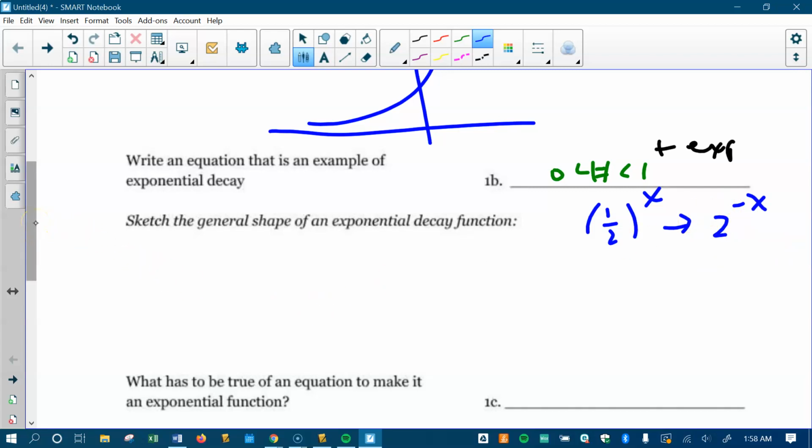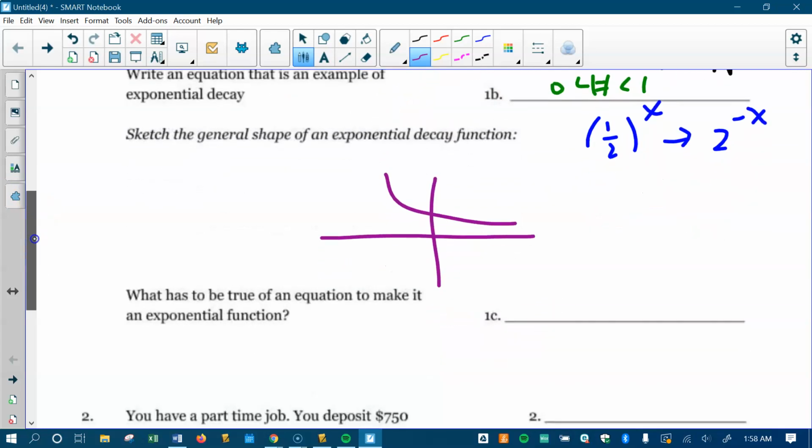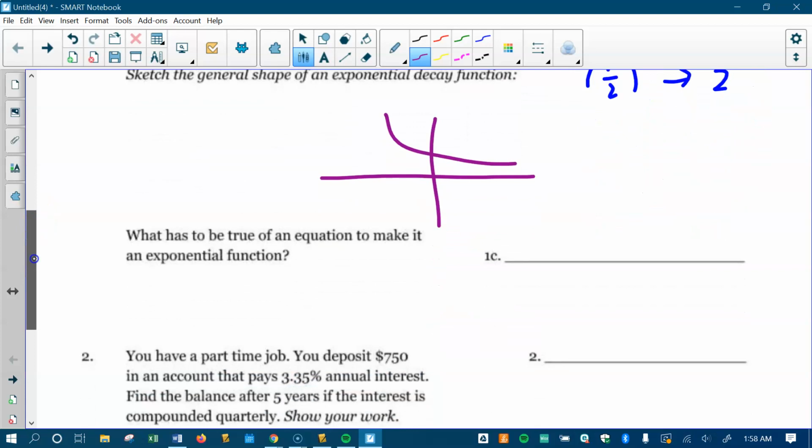To sketch the graph of an exponential decay, it looks something like this. Starts off really, really big, and then goes really, really small, which we hope is the outcome of the current virus that we experience. What has to be true of an equation to make it an exponential function? It's going to be a number to a variable. And again, the emphasis here is there's a variable in the exponent and a number as a base.